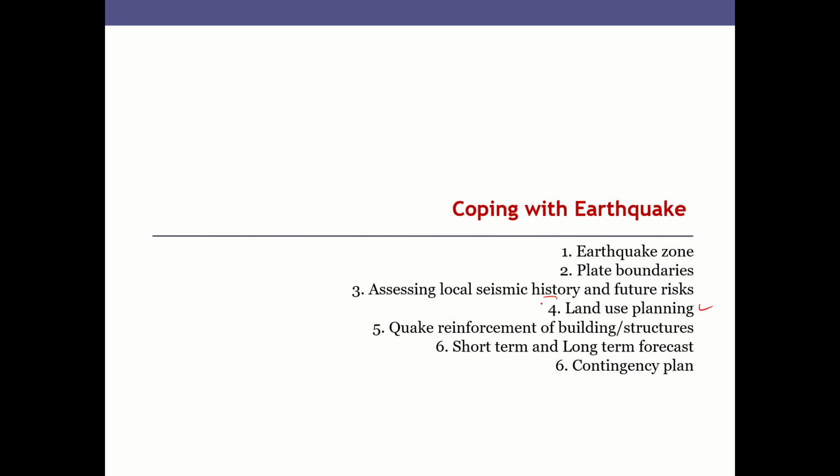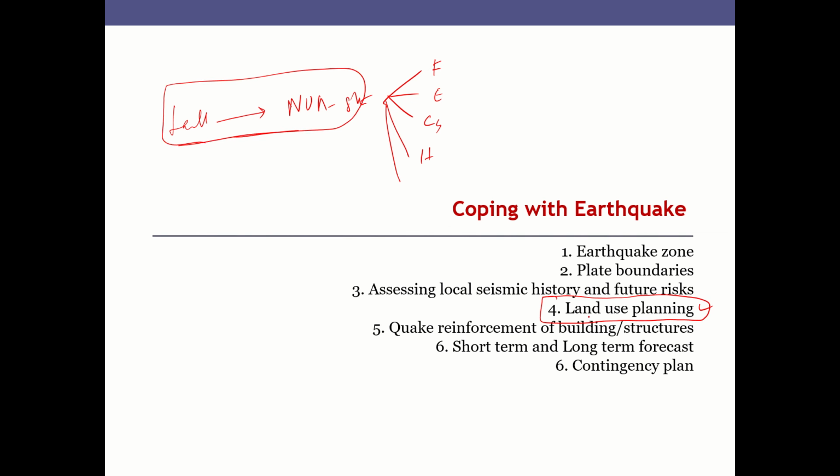Land use planning, we have discussed this when we discussed flooding as well. This is a kind of non-structural measure for mitigation of floods, mitigation of earthquakes, mitigation of cyclones, and so on. Heat, you name anything, all that can be brought under land use planning, and accordingly the damage impact can be minimized.